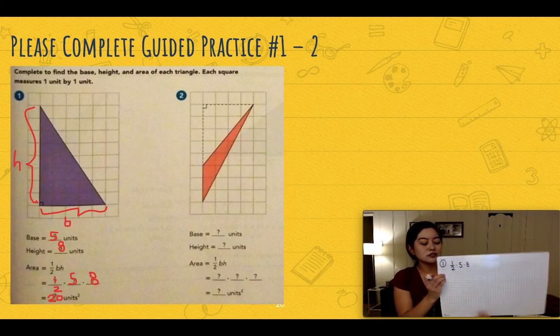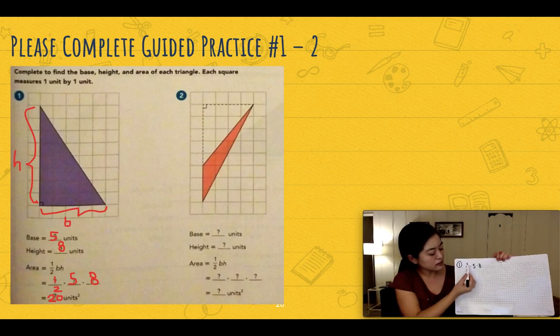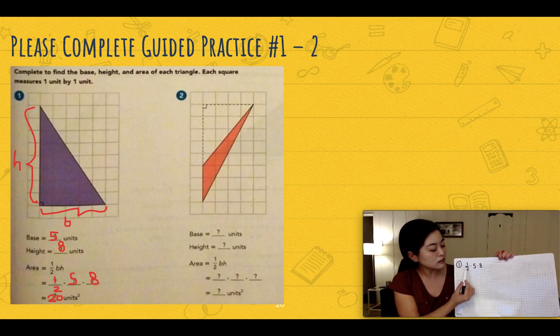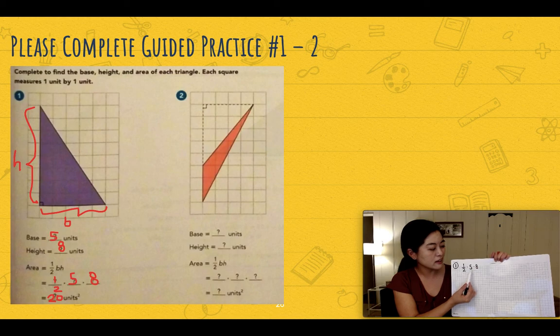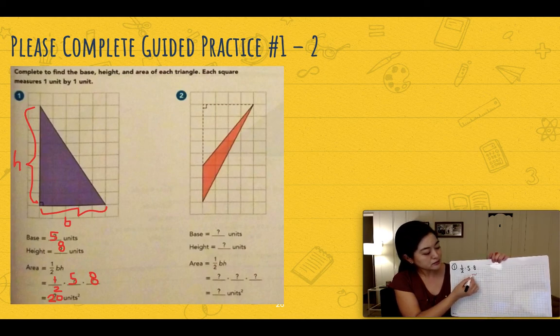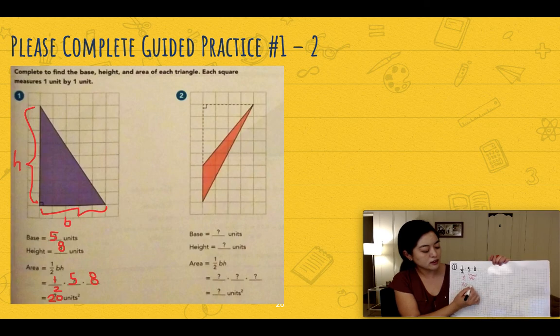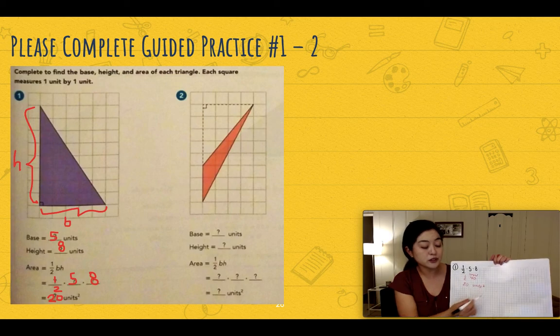Now, what I like to do, when I look at this, because all the terms are being multiplied together, order doesn't matter. You can do 1/2 times 8, then times 5, or you can do 1/2 times 5, then times 8. But I notice this: 5 times 8 is 40, and then half of 40 I know is 20. So the area of that triangle is 20 square units.